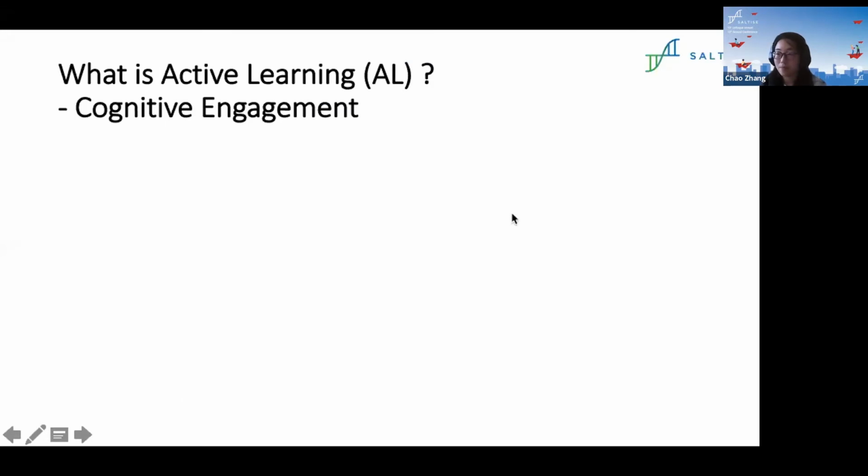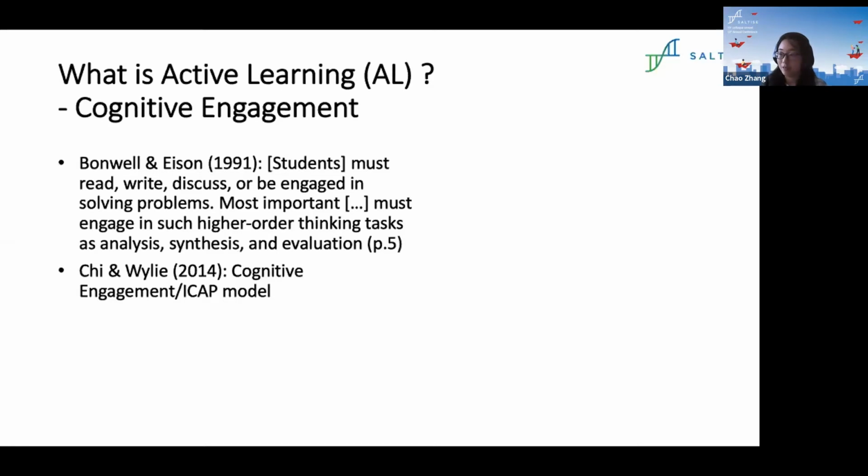Because we keep mentioning active learning, and we all are familiar with the term, but essentially, what does it really mean? From the early literature from the active learning community, Bonwell and Eison in 1991, almost three decades ago, the term was defined quite generally. Students must write, read, discuss, and engage in problem solving. Most importantly, it has to involve higher order thinking tasks, involving analysis, synthesis, and evaluation.